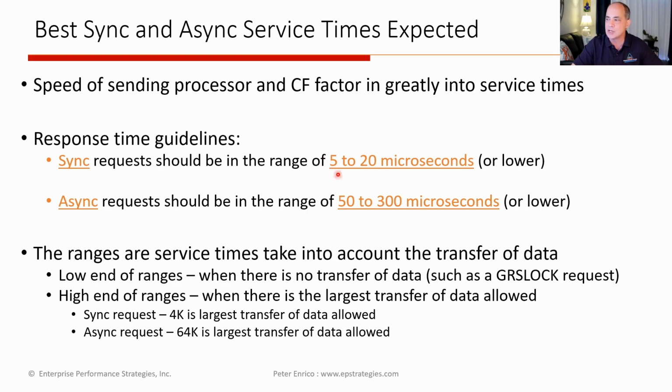The reason there's a range in these numbers, like 5 to 20 or 50 to 300, is because you can imagine that some requests are very small. So when DB2 makes a lock request to the coupling facility, a lock request is less than, I think, 1,000 bytes that has to be transferred. So you're going to get a very low microsecond response time typically. But if you're transferring a chunk of data, maybe several kilobytes of data, you can imagine that's going to take longer and more bandwidth to go across the links and the subchannels and whatnot. So as a result, you might get a larger response time, and that's something to be aware of as well.